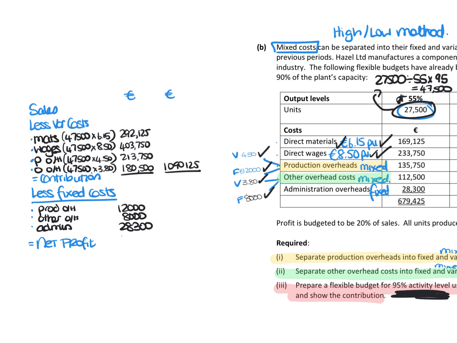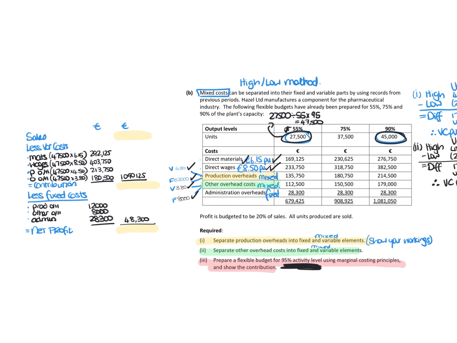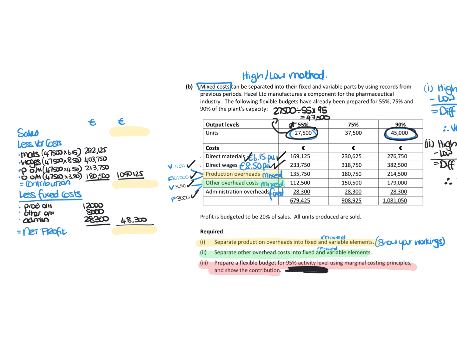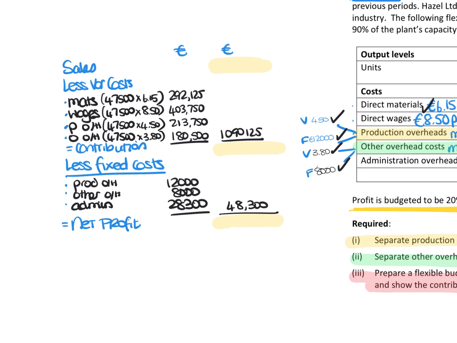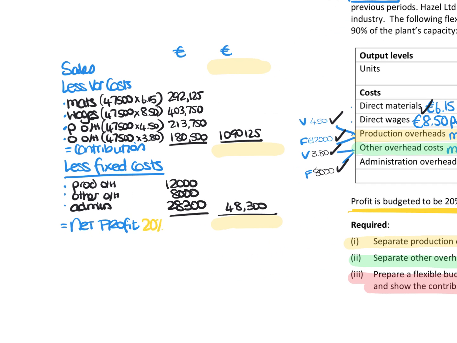Okay, add all them up, 1,089,125. Add all the fixed overheads up, 48,300. Okay, so I need to say to myself, right, how am I going to get my sales? How am I going to get my contribution? Because they've asked me to show my contribution, but I don't know how I'm going to do it yet, right? So looking back at the question, you might hopefully spot that it says profit is budgeted to be 20% of sales.